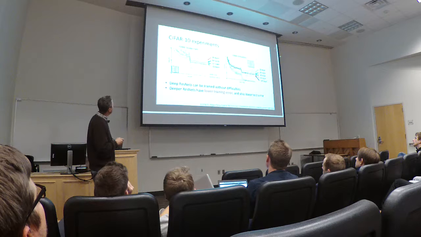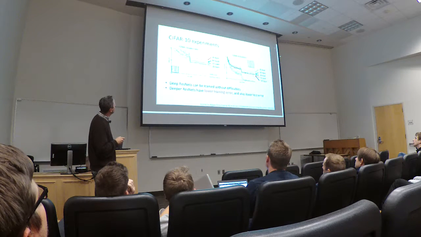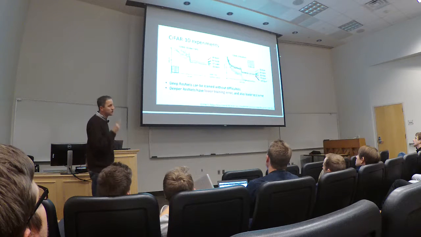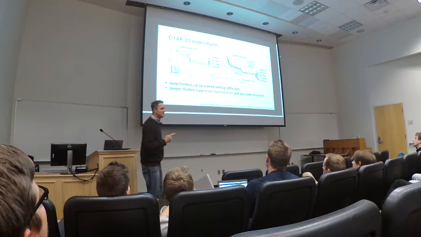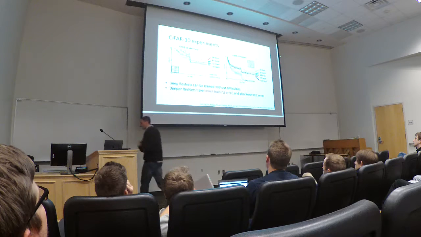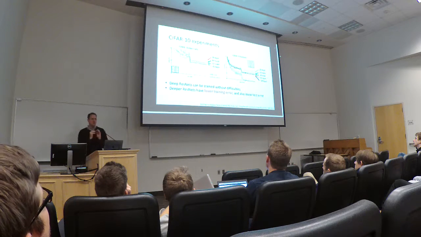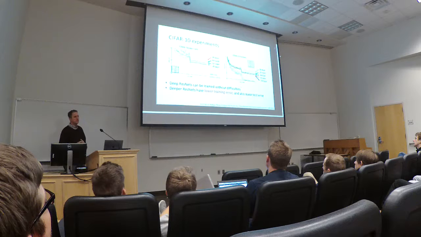Okay, so plain net on the left. What happens as you make it deeper? Worse. Strictly worse. ResNet on the right, same data set. What happens as you make it deeper? Better. Strictly better. Same net, same number of parameters, same topology. All you've done is change these little residual connections.